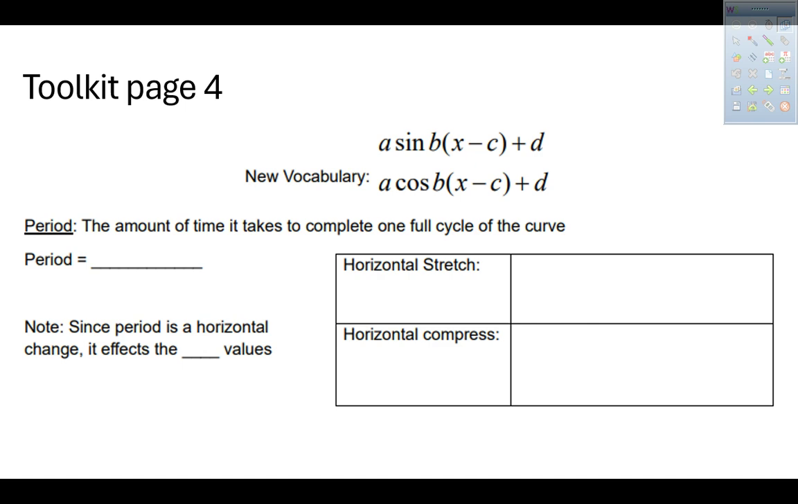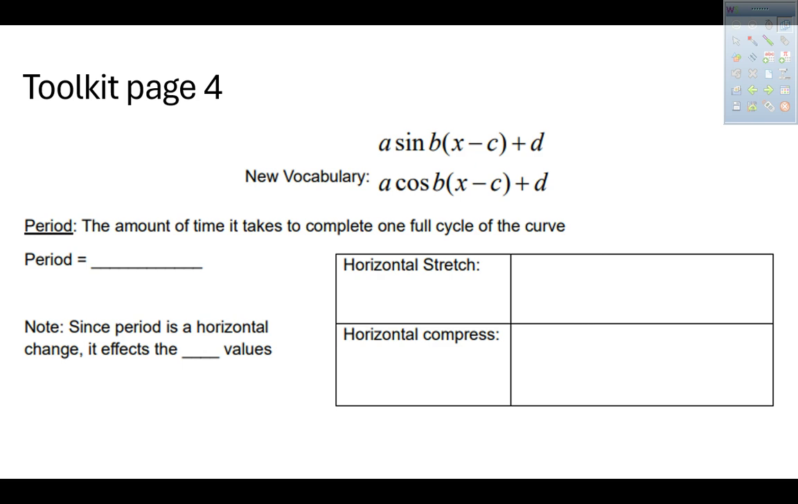So yesterday we talked about A, and A is amplitude. Amplitude causes vertical stretch and compress. Today we're going to talk about B, okay? B affects what's called the period. The period is how long it takes for the sine and cosine function to complete a full rotation. And by rotation, I mean how long does it take to get around the full circle, which we talked about yesterday. How long does it take to get through the 5 critical points, okay?